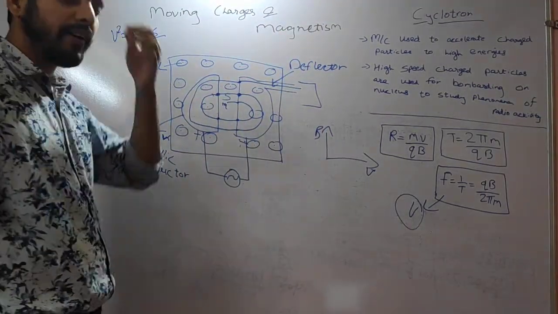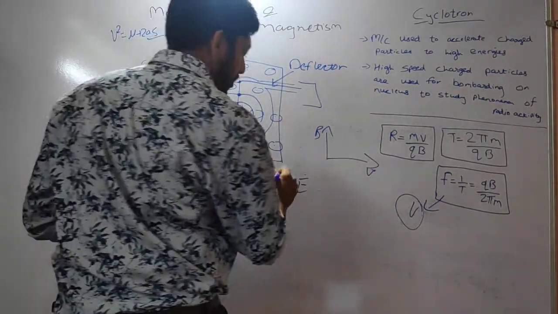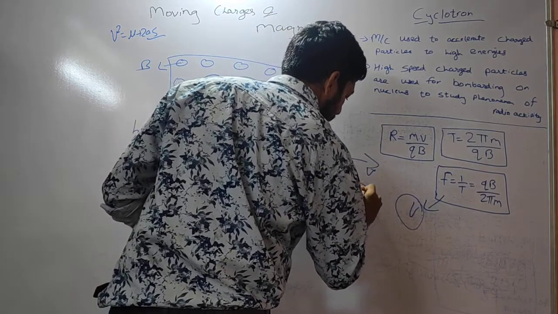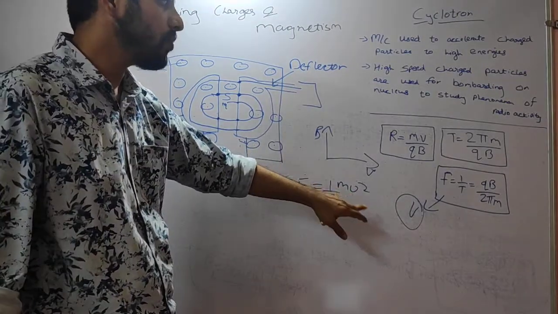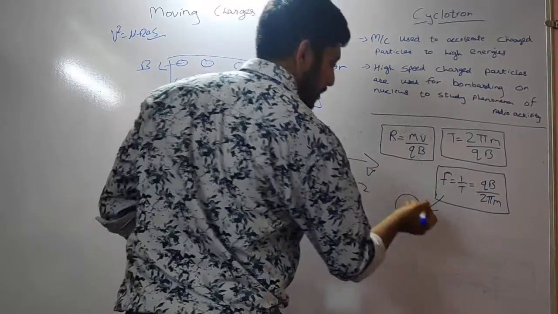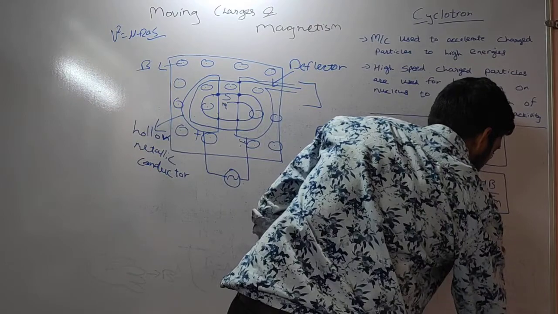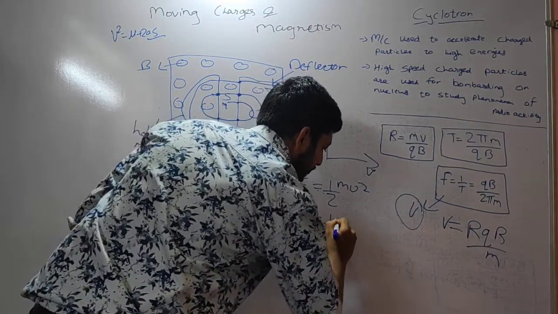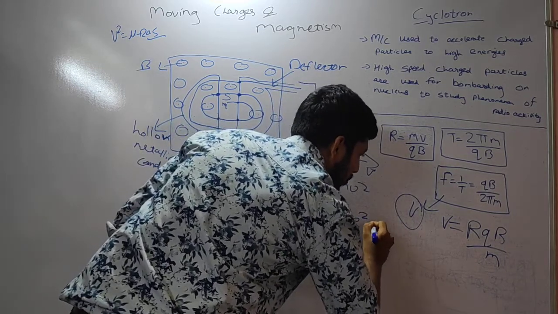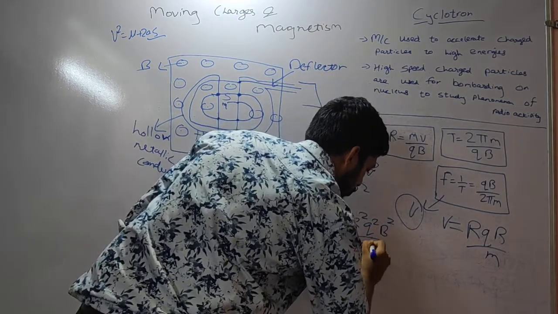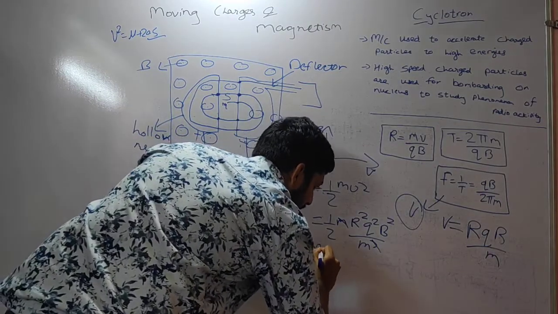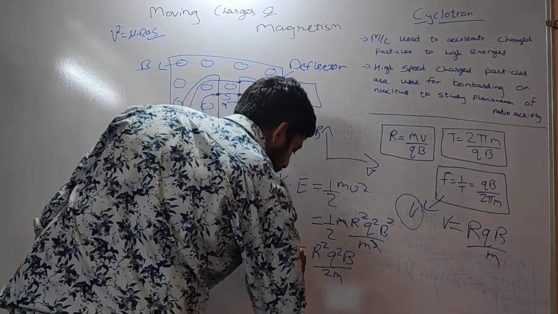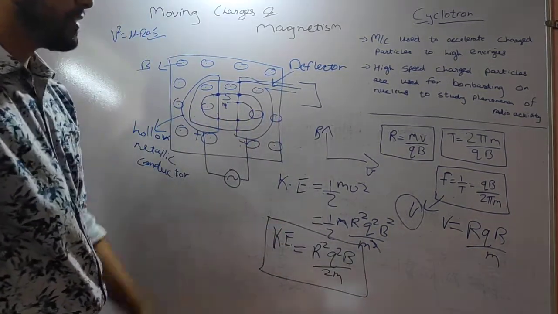Now if we talk about the energy, what will be the final energy? The energy will be in the form of kinetic energy, and we know the formula for kinetic energy is half mv square. Here m is constant, only v is changing. What is the value of v? We can take it from here: v equals r qB upon m. So I can write half m, and v square will be r square q square B square upon m square. This m square can be cancelled out, so your final formula will be r square q square B square upon 2m. This will be the final kinetic energy that the charge will have.